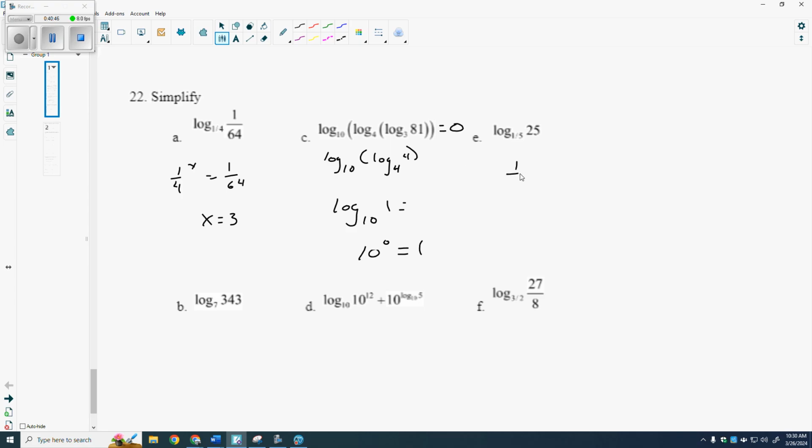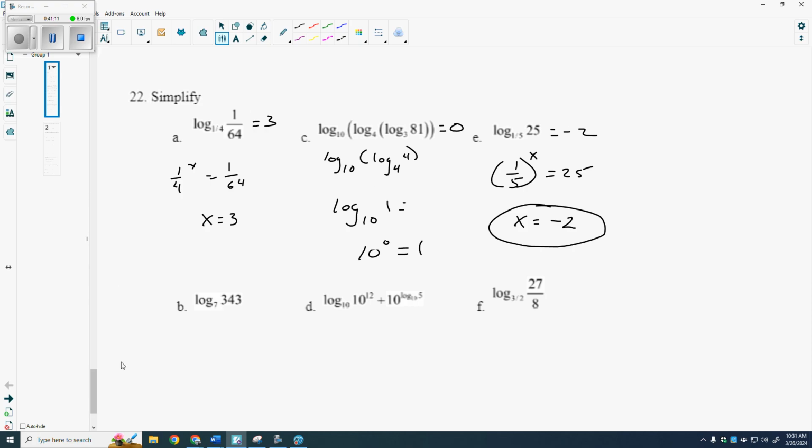Okay, 1 over 5 raised to what power is 25? How do I get a base raised to a power to get a whole number? It needs to be negative. How do I make a 5 a 25? It needs to be a 2. So this is negative 2. This was equal to 3. That was equal to 0.